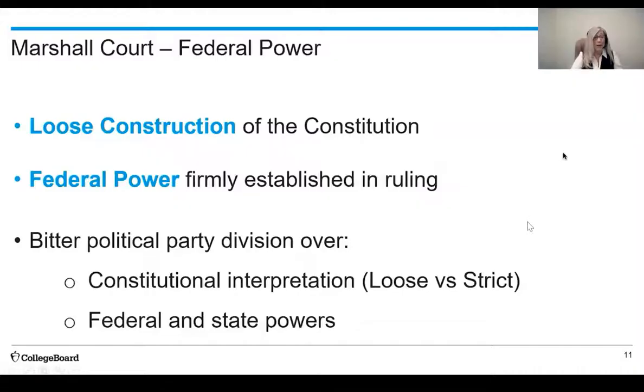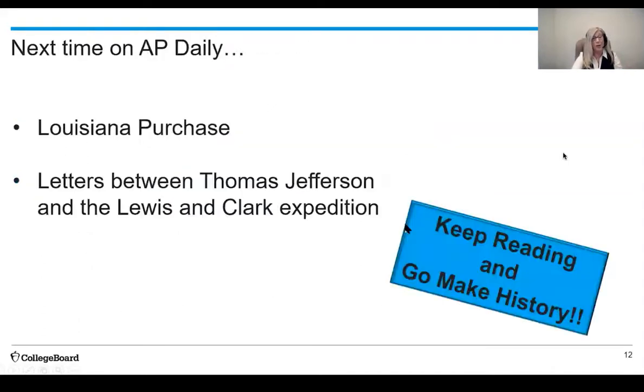So what should we take away from all of this? Well, this gets into loose versus strict construction, and it's almost like John Marshall has beaten Jefferson at his own game. The Democratic Republicans were all about strict construction. Well, he's kind of used strict construction to actually claim more power for the federal government. So this creates even more bitter rivalry between the political parties, federal versus state power, and loose versus strict construction.